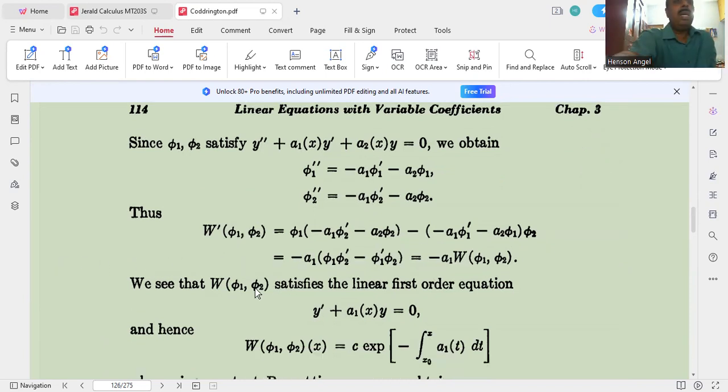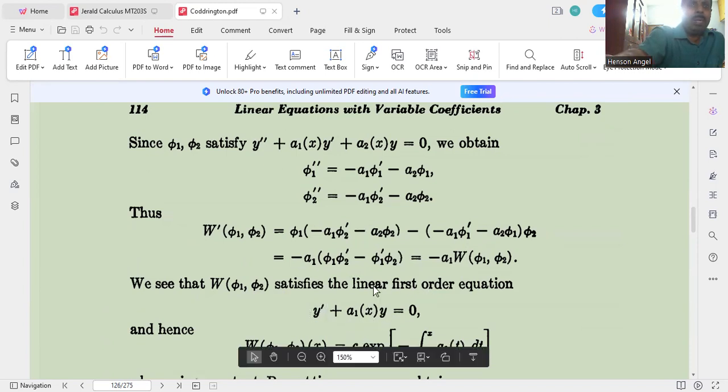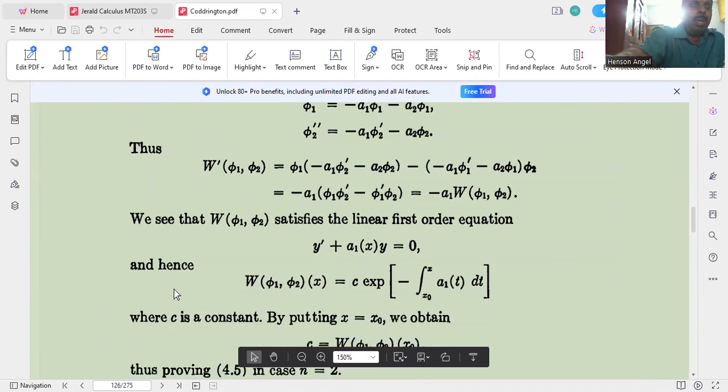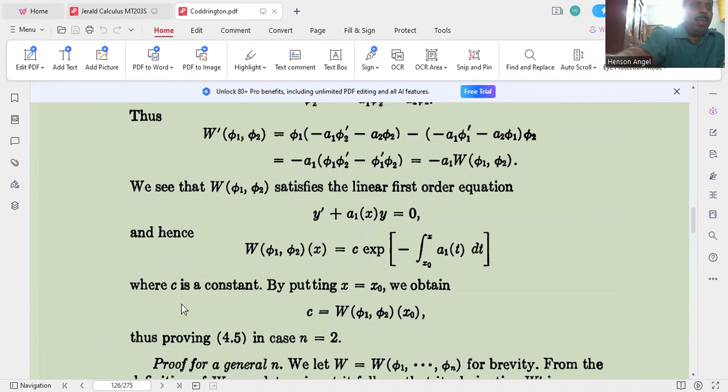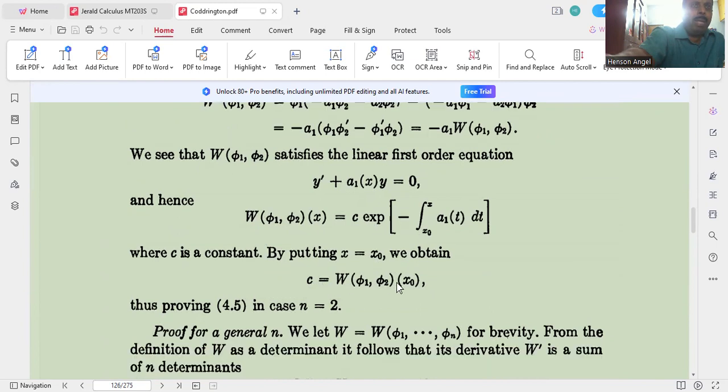So we see that the Wronskian W(φ1, φ2) satisfies the linear differential equation y' + a1(x) y = 0, and hence W(φ1, φ2)(x) = c e^(−∫ from x0 to x of a1(t) dt), where c is a constant. By putting x = x0, we obtain c = W(x0). So thus proving this result for the case n = 2.